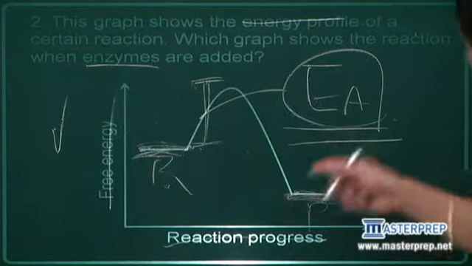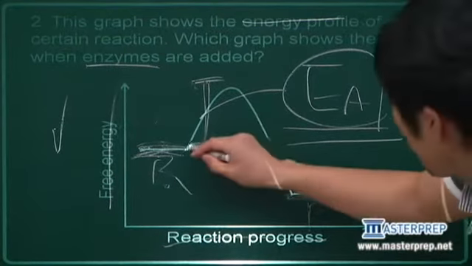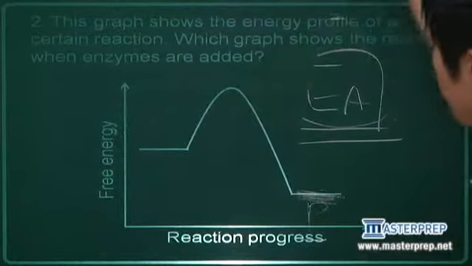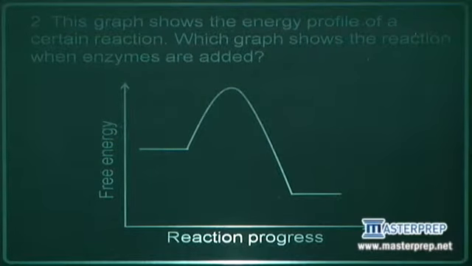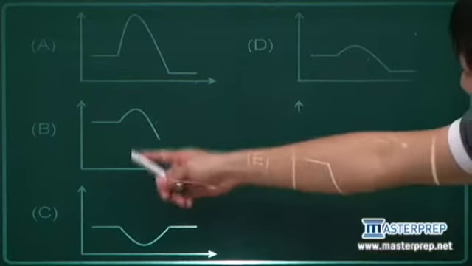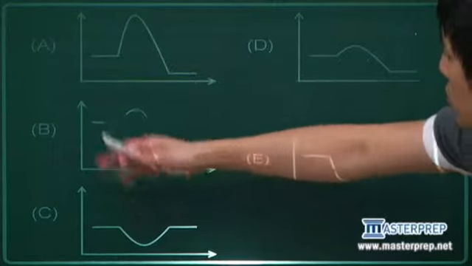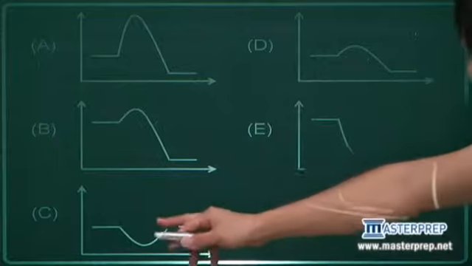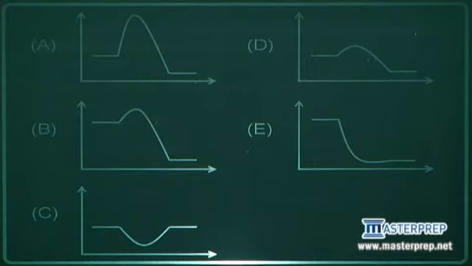So if the activation energy is lowered, you're going to have a graph like this, right, with a much lower hill. That's what we're going to find from the options. All right, here, no, the energy of the product level changed, reactant. And this one is too high, never going to happen. Yes, D. Here we have our answer.